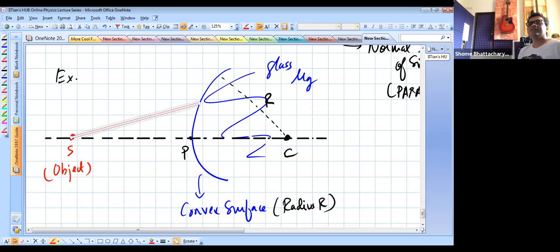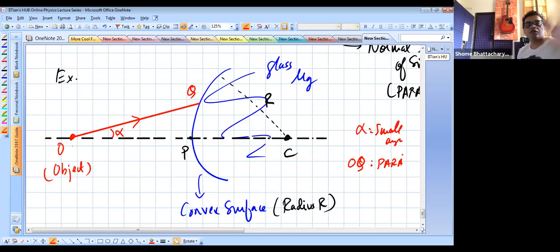Okay. So consider an incident ray like this. In fact, let's call this O only, so that you can use the same nomenclature. So consider OQ as a ray for which alpha is actually very small. So it becomes a paraxial ray. So if alpha is a small angle, then OQ becomes paraxial.